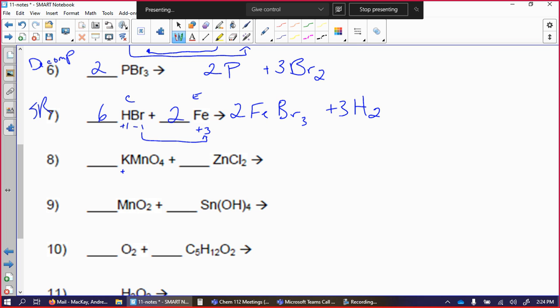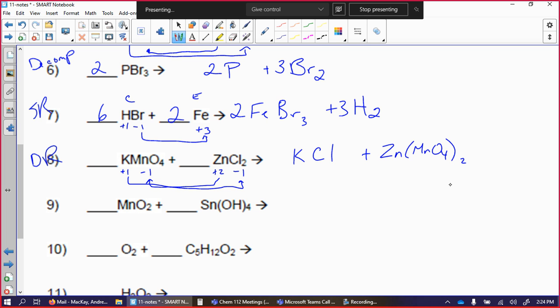Potassium permanganate, deep purple, +1, -1, +2, -1. This is a double replacement. Potassium chloride plus zinc permanganate. That's going to be a 2. 2 chlorine, 2 chlorine, 2 potassium, and 2 permanganate. And we go to there.